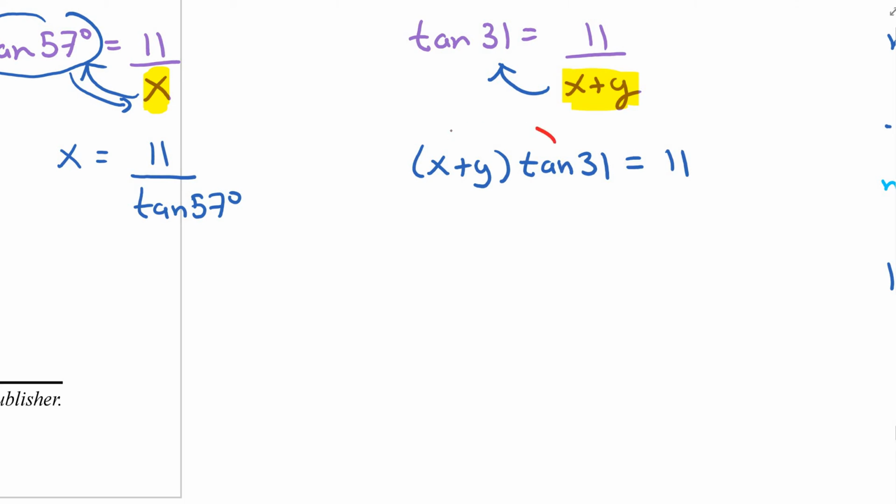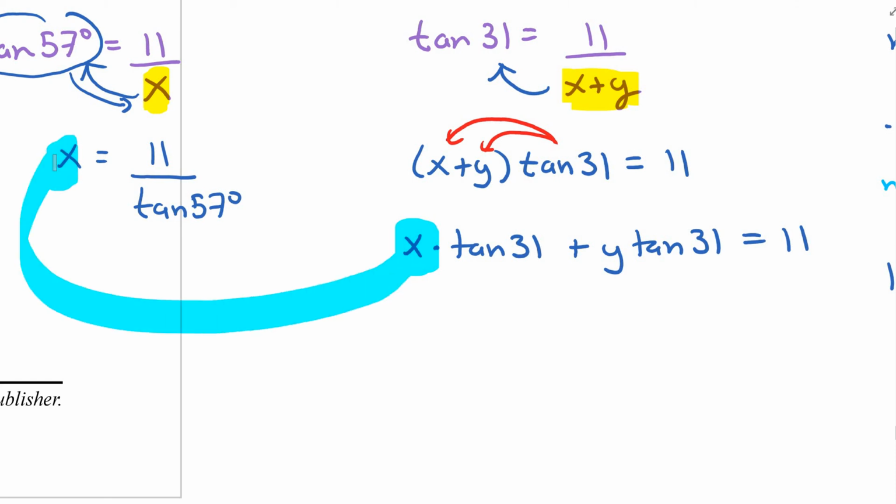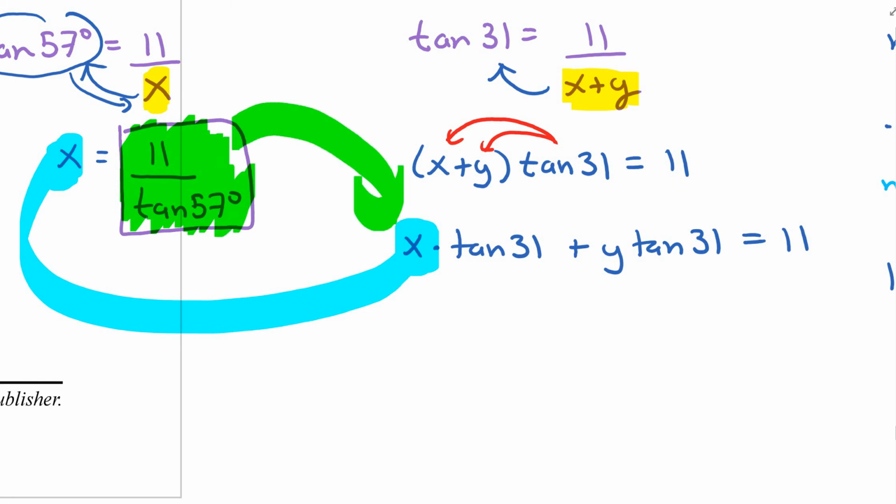Let's distribute first. If I distribute that, that's going to be x times tan 31 plus y times tan 31. So very similar to the previous problem in terms of distributing. Now this is the only new algebra step that's a little bit different from the previous problem. I noticed that there's an x here, but what is x equal to? Well, x is equal to this x over here, and that x is equal to this. So I'm going to substitute this green part, 11 divided by tan 57, into that. Here's my new substitution step.